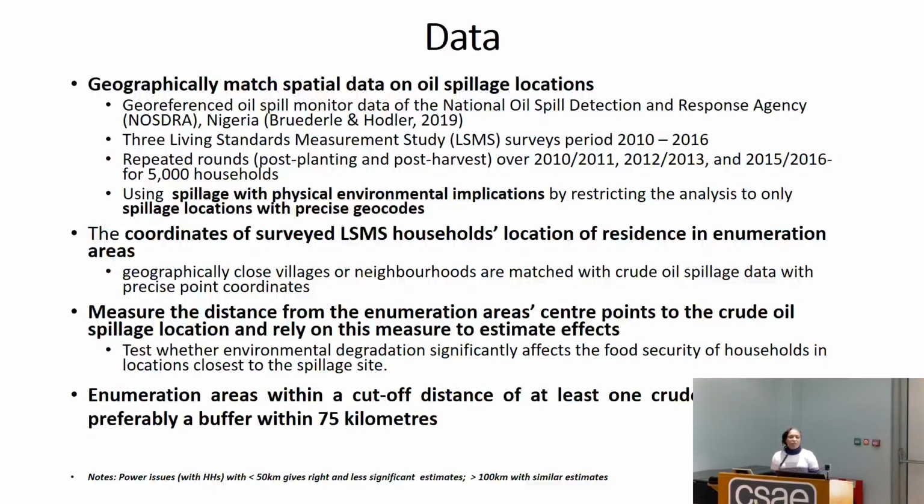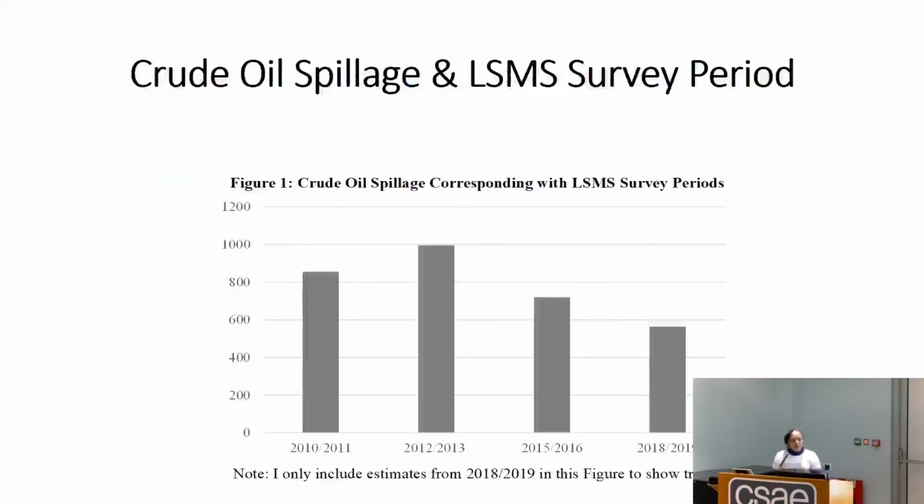Some of the results at lesser kilometers showed a consistent direction, but with less significance or no significance due to issues of power. We found that fewer households were close to the spillage site, and that is reasonable because a lot of people try to move away from the oil spillage location.